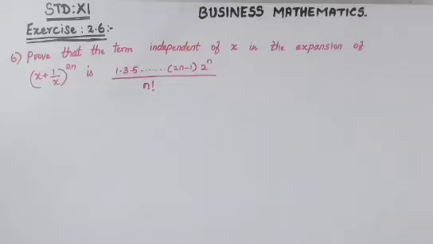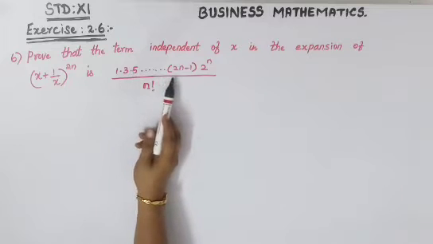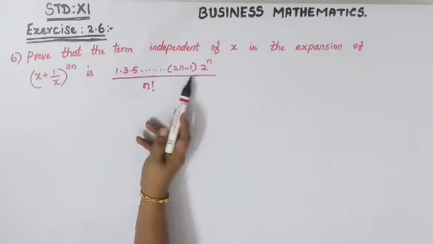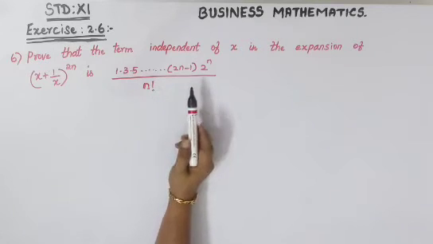Standard 11th Business Mathematics Exercise 2.6. Sixth question. Prove that the term independent of x in the expansion of (x + 1/x)^(2n) is 1 into 3 into 5 etc. 2n minus 1 into 2 power n divided by n factorial. They have given you the answer, so we'll have to prove it. So this is the answer, we need to get it.